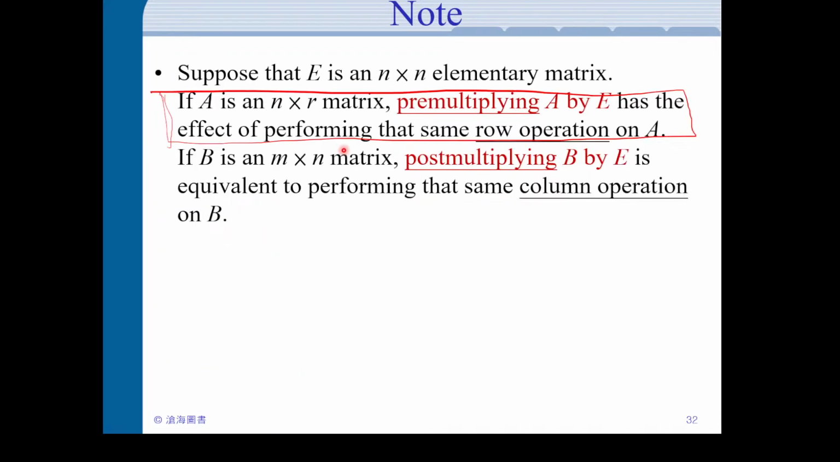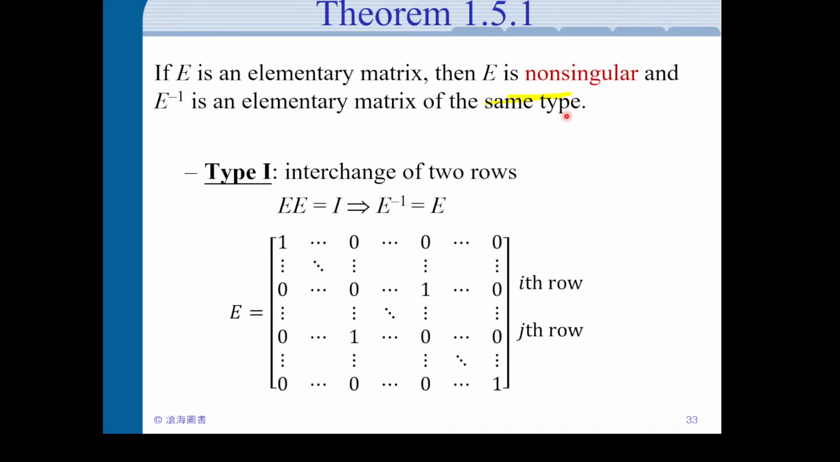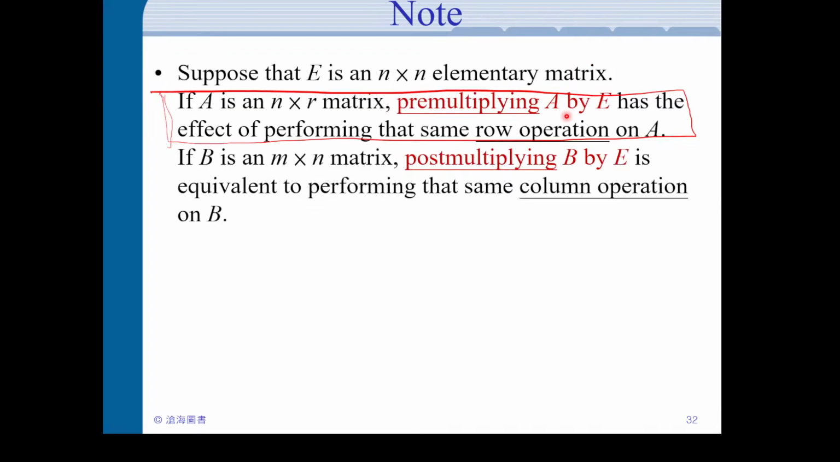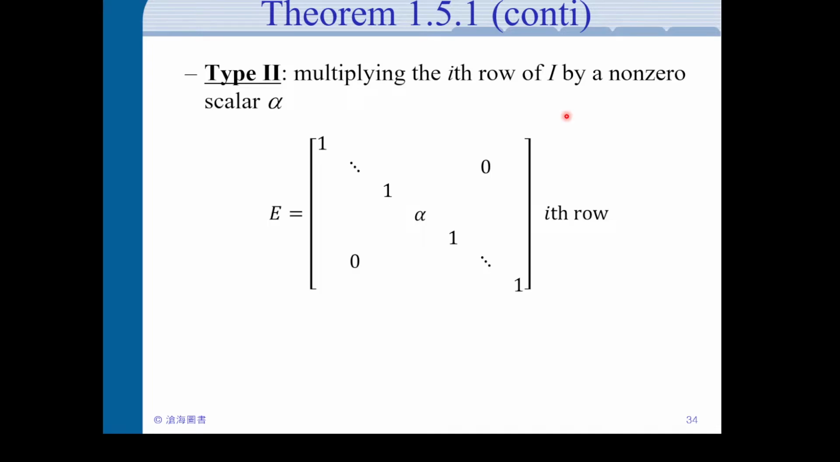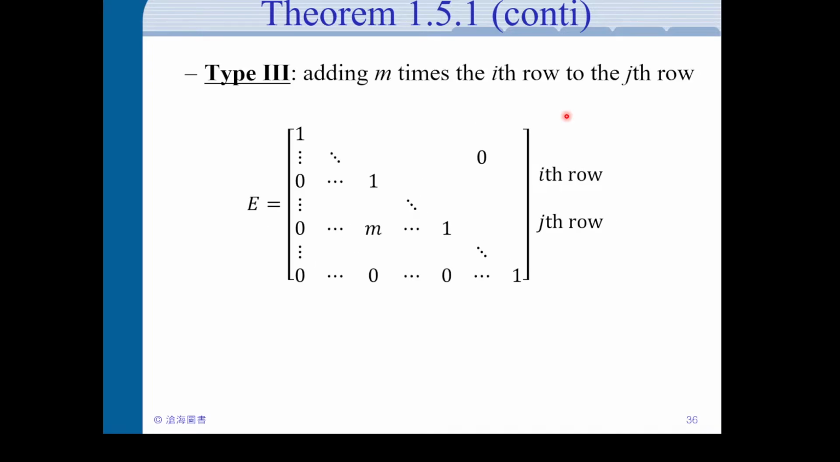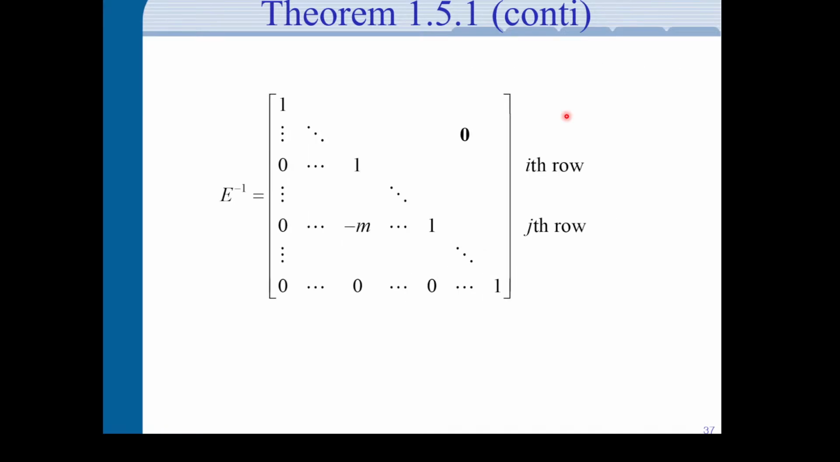And if you apply an elementary matrix on another matrix, on the left, then you will do that row operation on that matrix. So now we can write the row operation as matrices. That's a big part of chapter 1.5. And also there are inverses to every elementary matrix because every row operation has an inverse.